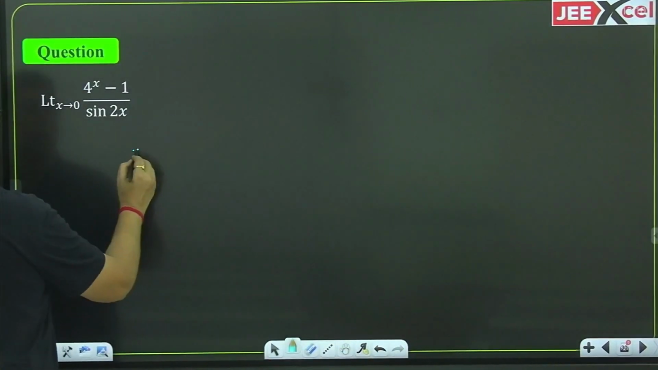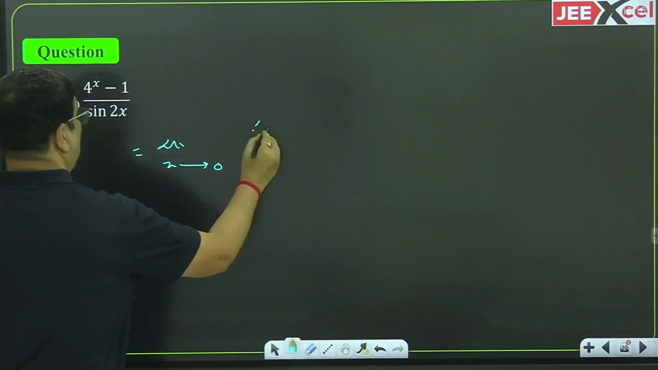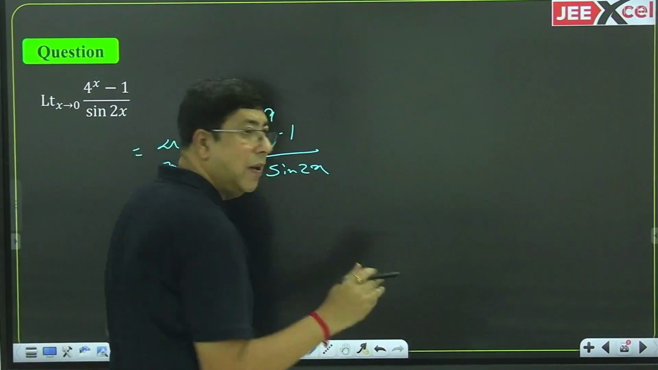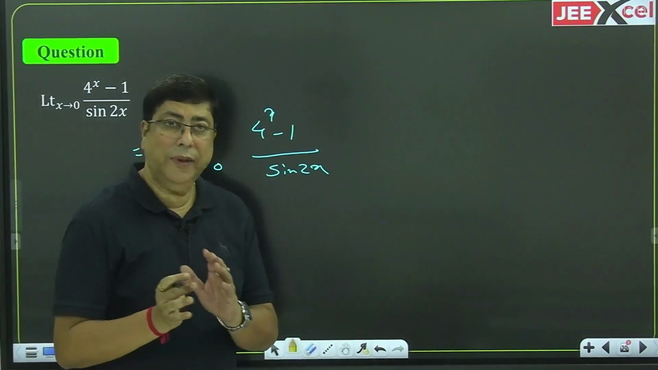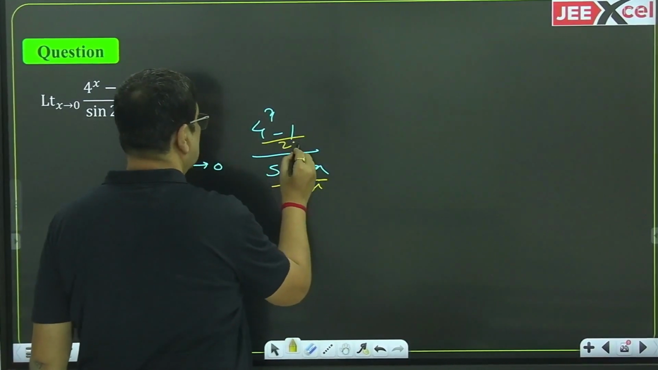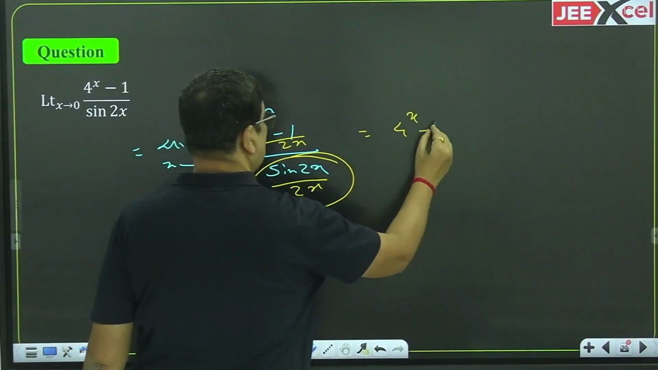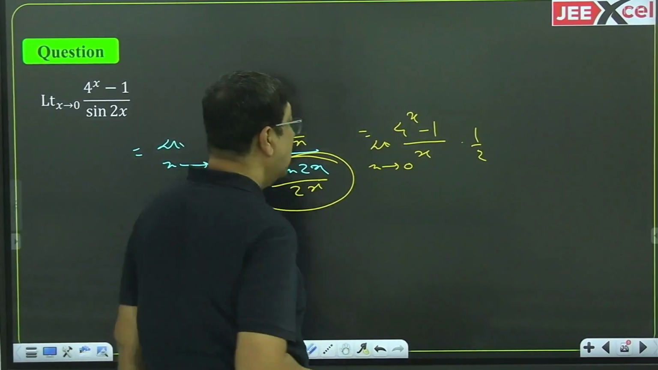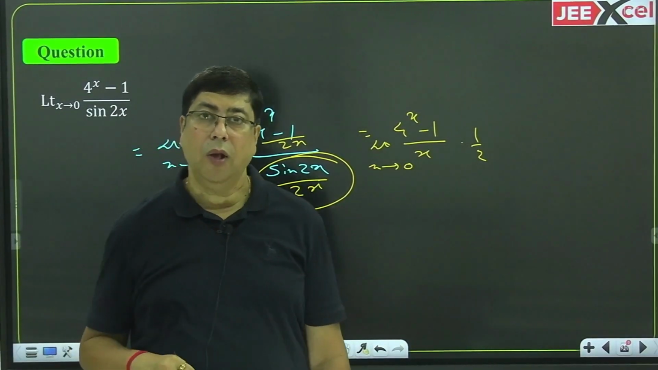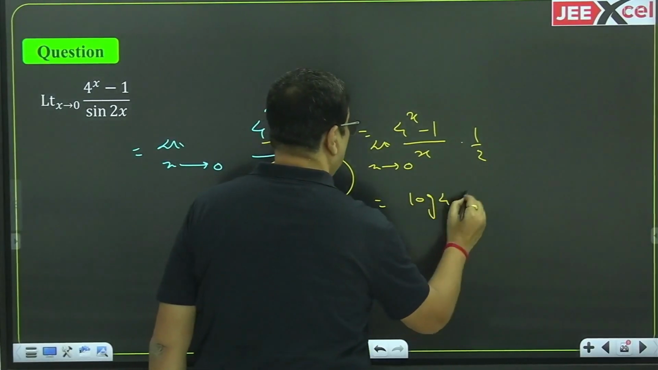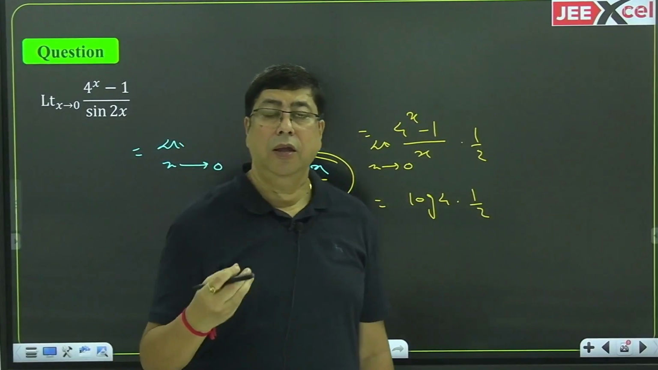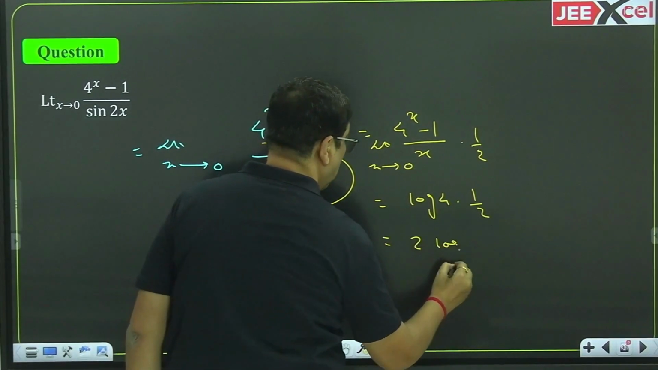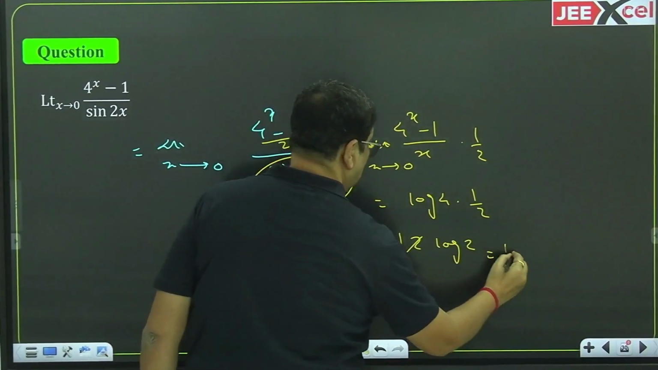For example, this sum, limit x tends to 0 4 to the power x minus 1 by sin 2x. Here see, same, first our target will be making sin x by x equal to 1, taking sin out. First of all make sin x by x 1, so 2x balanced by 2x. So this is 1. Now 4 to the power x minus 1 by x, take the 2 outside, limit x tends to 0. What was the formula? Limit x tends to 0 a to the power x minus 1 by x equals log a. So it is coming to be log 4. And a little more, it depends on the option what is given, you can simplify a little more. What will you do? Log 4 means 2 log 2, and this half I am taking here, answer is coming log 2.